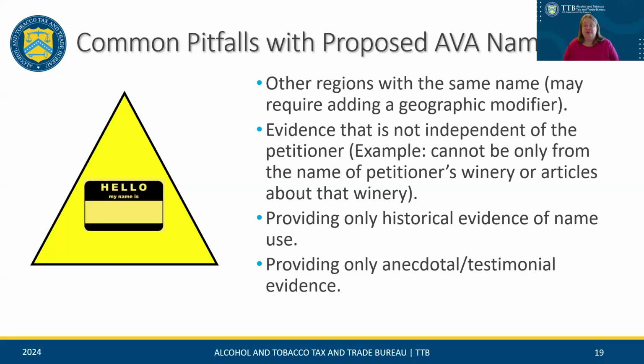Another pitfall is if you provide only historical evidence of the name use. It's perfectly fine to talk about the history of the name of your proposed AVA, but our regulations require that you also provide current name use evidence. And finally, you also want to avoid providing only anecdotal or testimonial evidence. While this can be part of your name evidence, TTB regulations state that it cannot be your only form of name evidence.